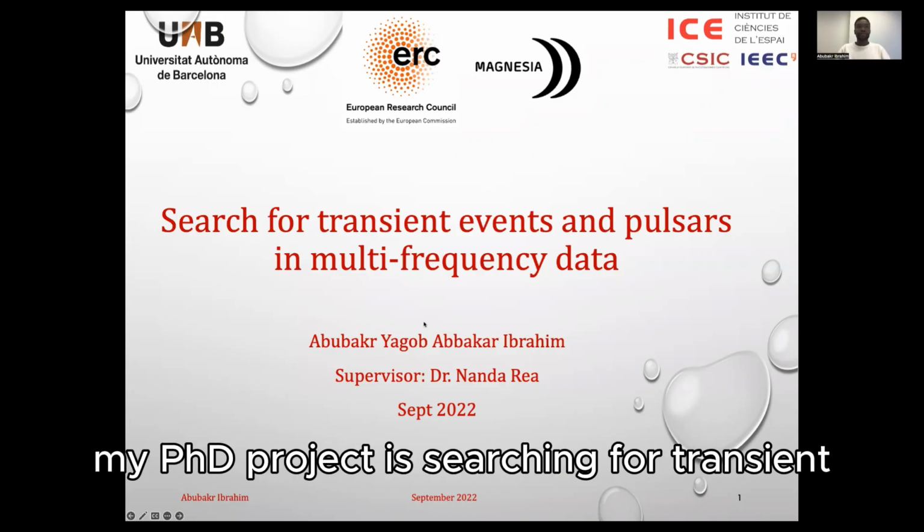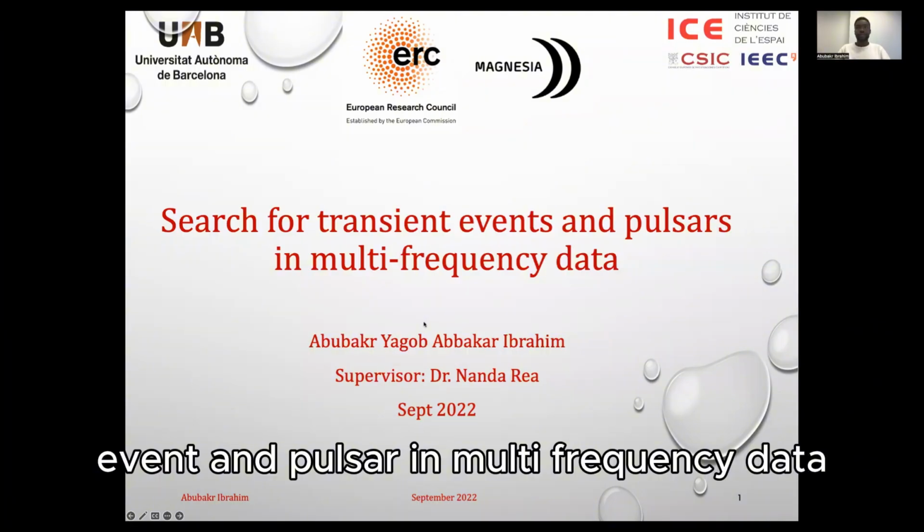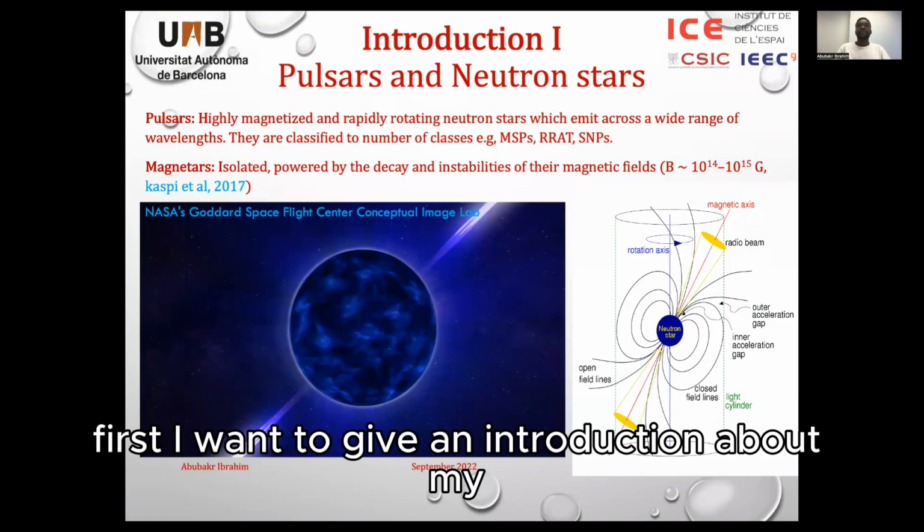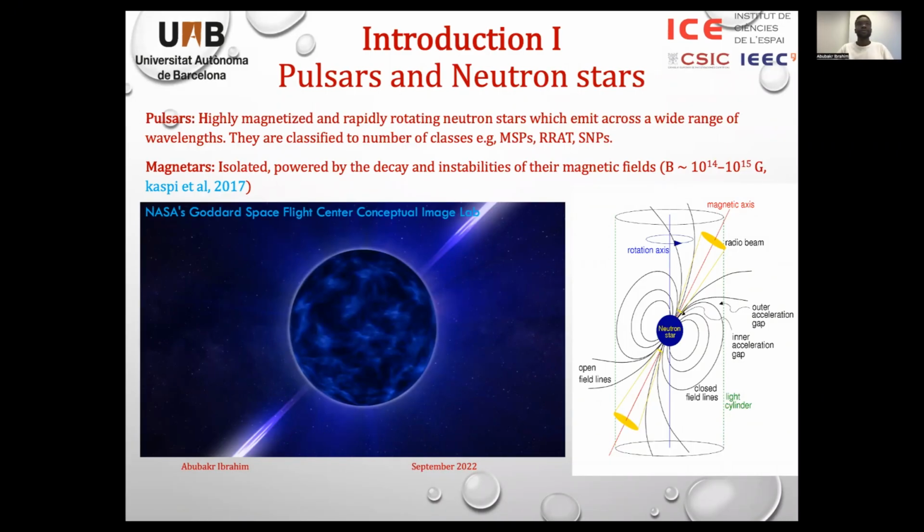My PhD project is searching for transient events and pulsars in multi-frequency data. First, I want to give an introduction about my topic, pulsars and neutron stars.